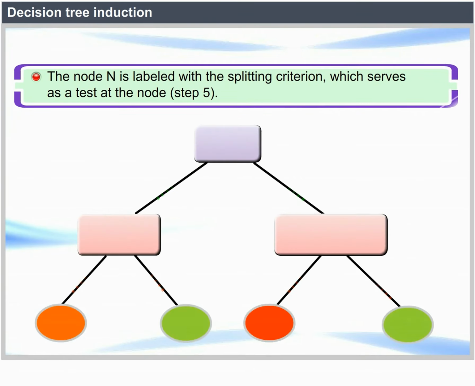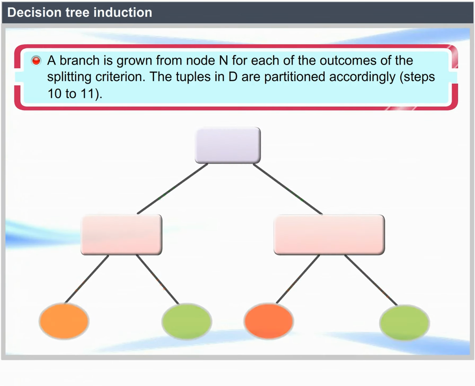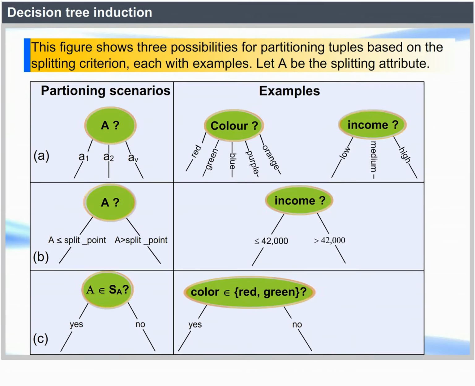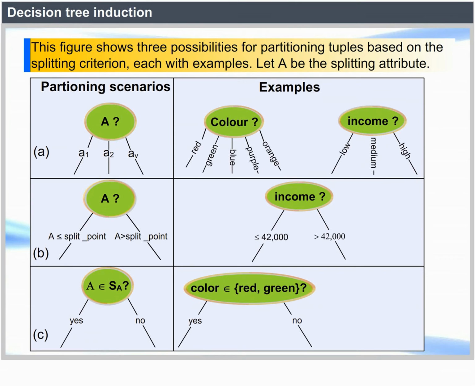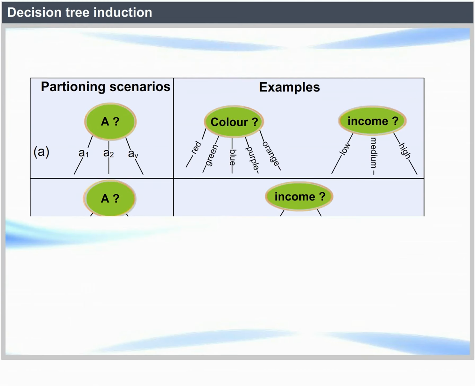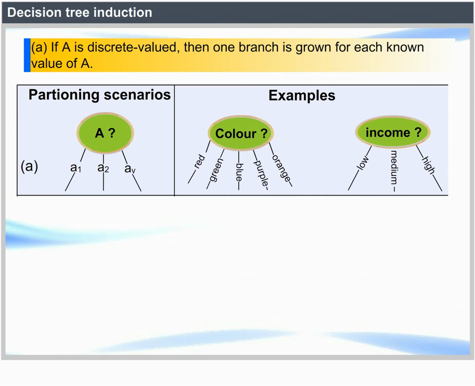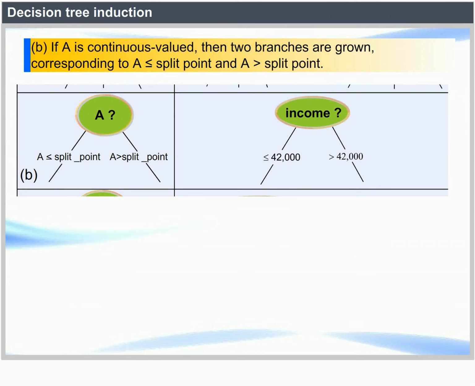The node n is labeled with the splitting criterion, which serves as a test at the node. Step 7. A branch is grown from node n for each of the outcomes of the splitting criterion. The tuples in D are partitioned accordingly. Steps 10 to 11. This figure shows 3 possibilities for partitioning tuples based on the splitting criterion, each with examples. Let A be the splitting attribute. If A is discrete valued, then one branch is grown for each known value of A. If A is continuous valued, then 2 branches are grown corresponding to A less than or equal to split point and A greater than split point.